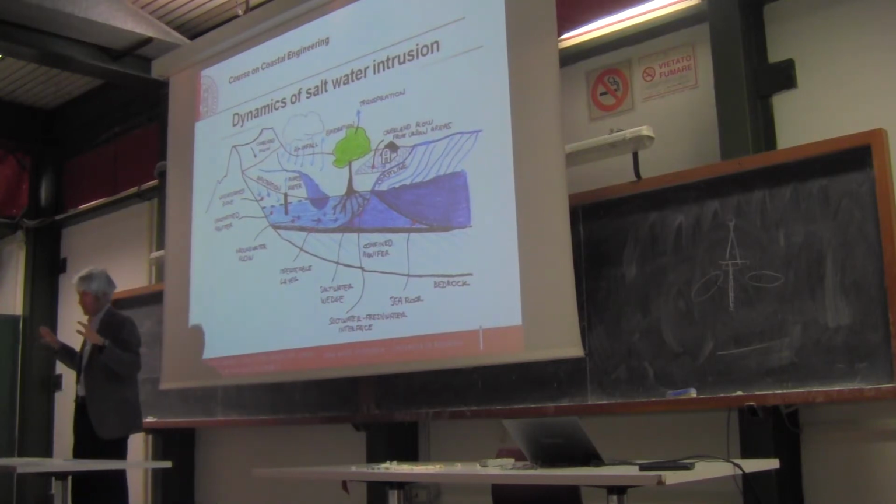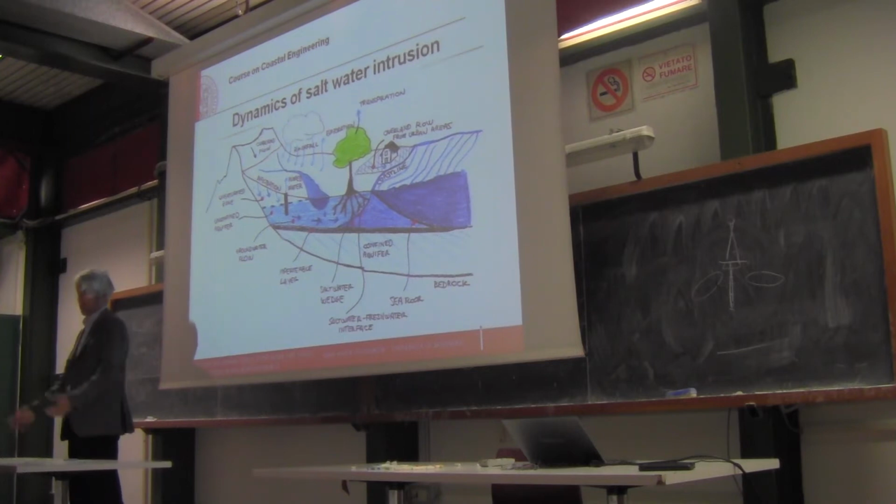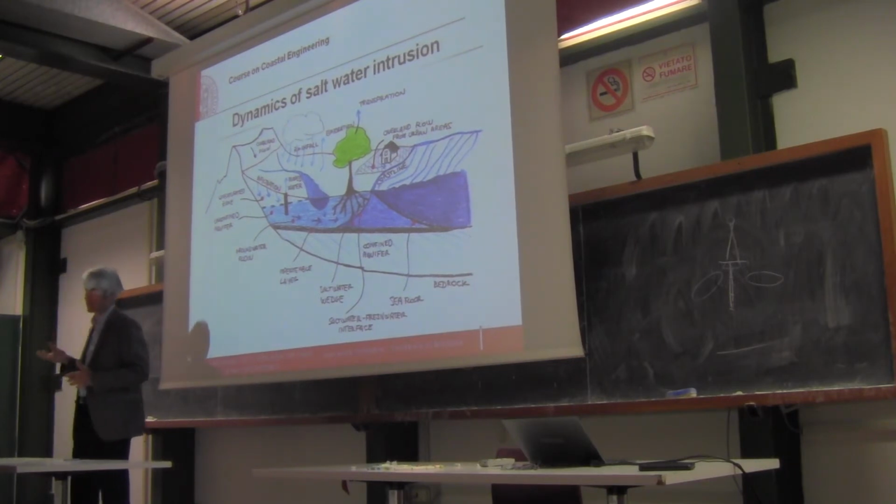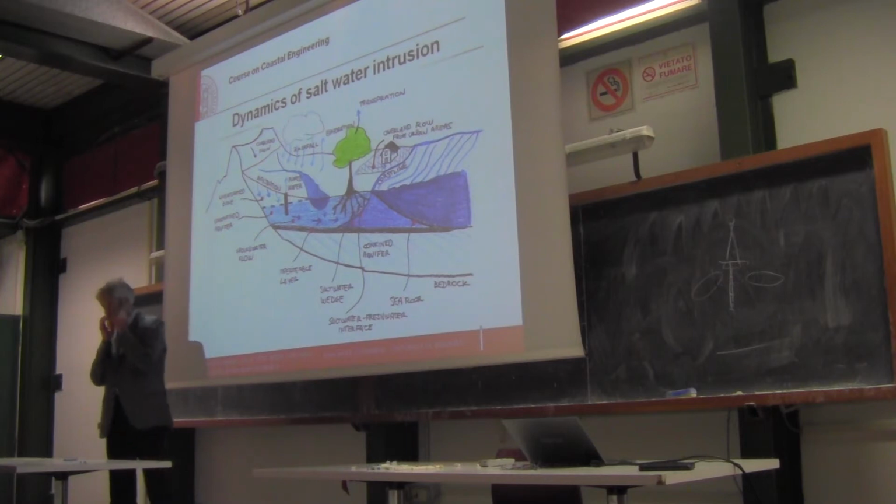Is this clear? To give you a number, the weight of fresh water is 1,000 kilograms per cubic meter. An average value of weight for seawater is 1,024 kilograms per cubic meter. It's not a big difference, but still it makes a difference.